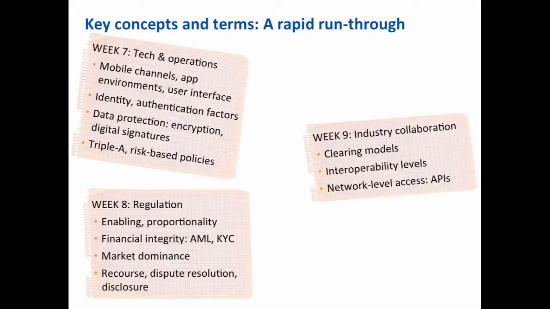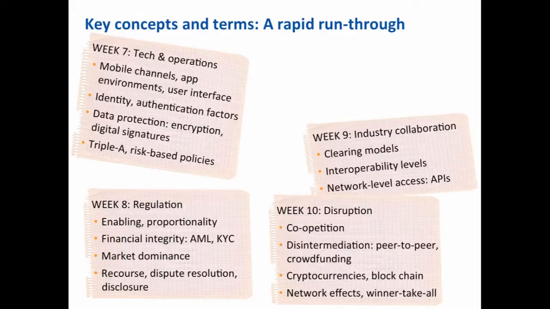In week 9, we looked at how the industry comes together. What clearing models exist so that providers can clear and settle payments between each other? What are the higher level interoperability issues that arise in modern payment systems? What about the network level access that you can give developers through application programming interfaces so that they can develop products on top of what providers do? In week 10, we looked at disruption and introduced the notion of coopetition.